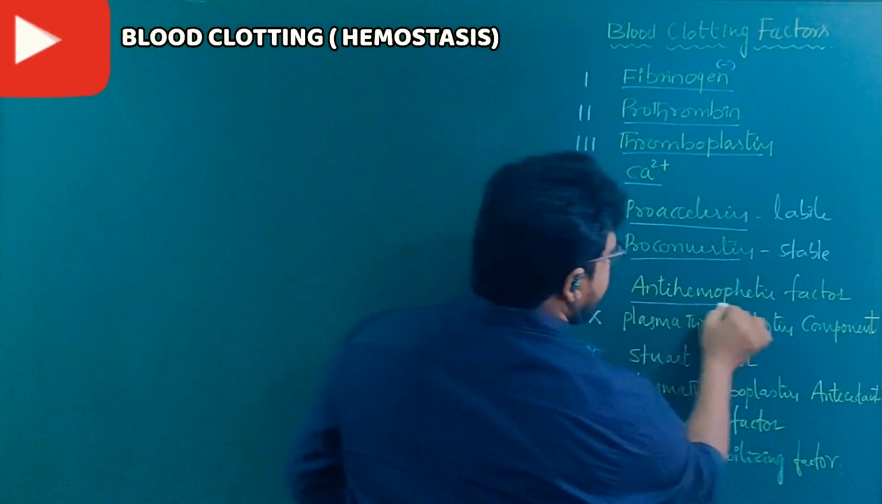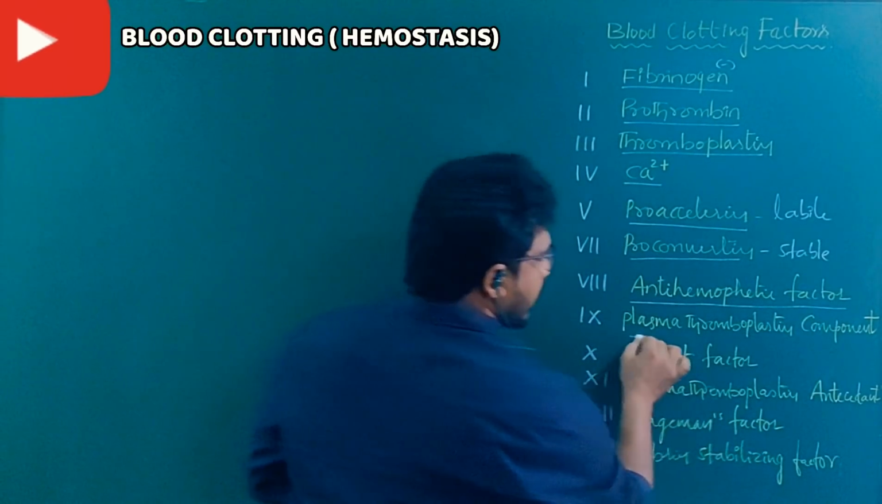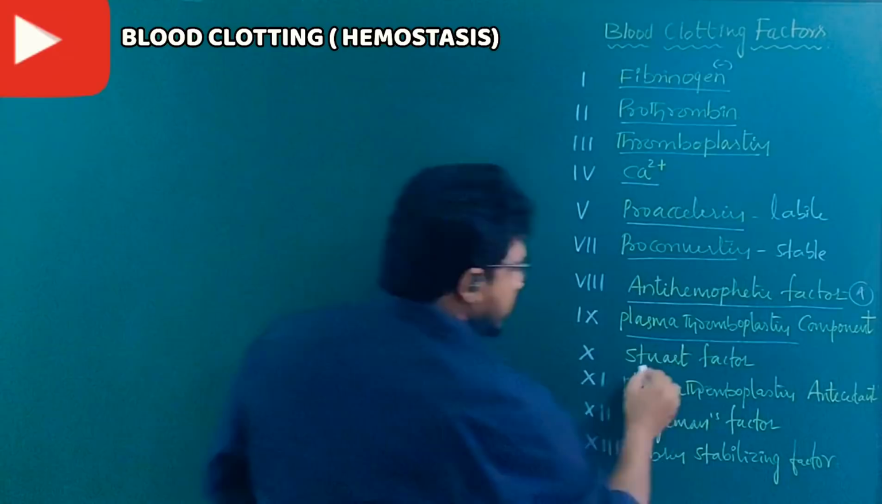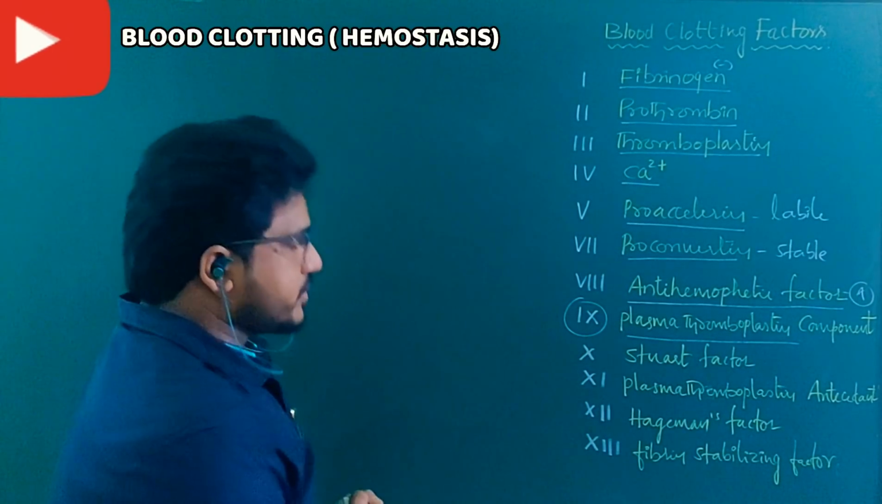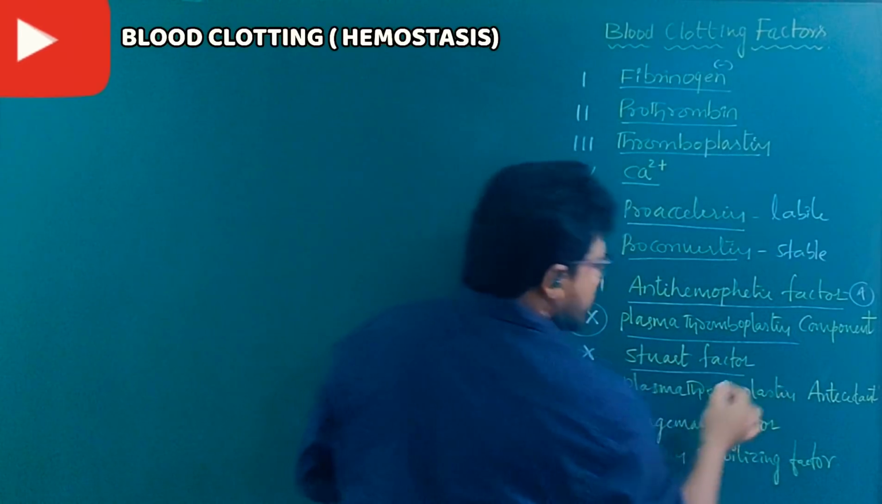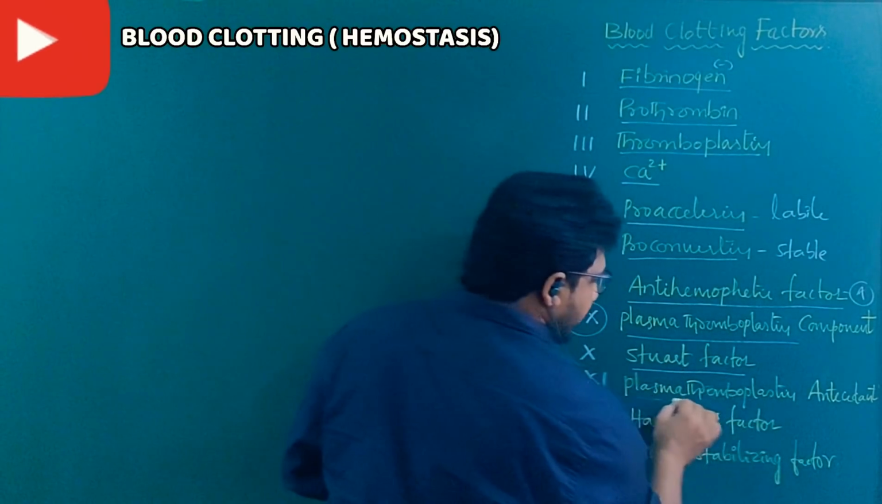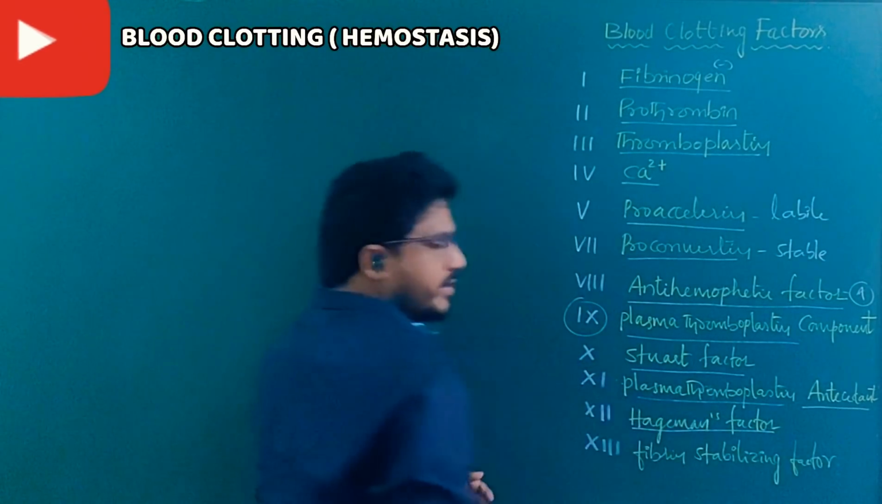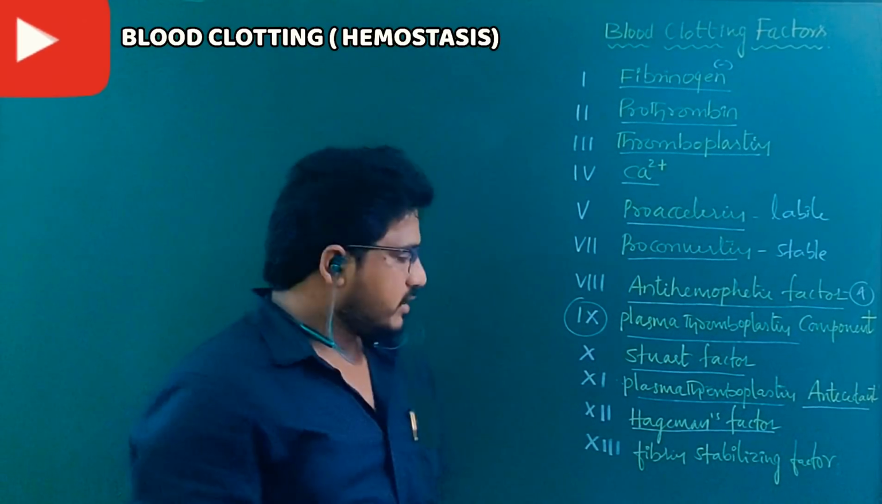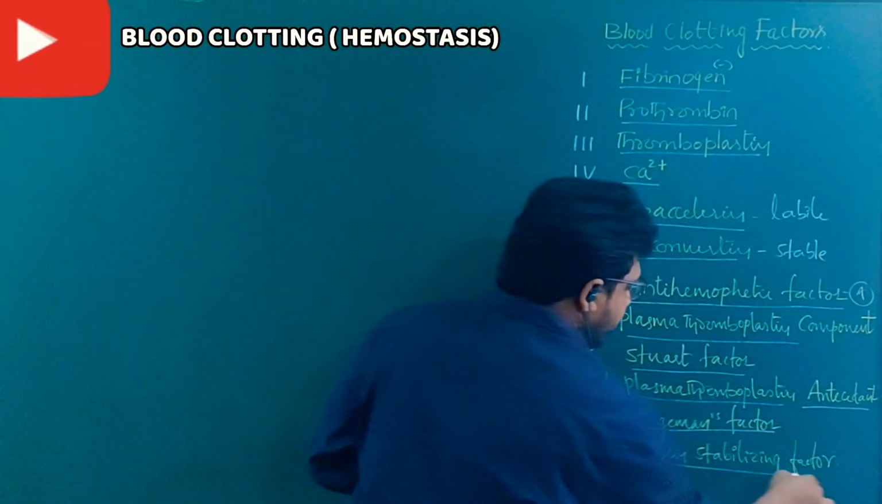Next, the anti-hemophilic factor. Then the plasma thromboplastin component, which is also called the Christmas factor. The ninth factor is also called the Christmas factor. The 10th one is the Stuart factor. The 11th one is plasma thromboplastin antecedent. Next, Hageman's factor; Hageman is a scientist who discovered it. And then the fibrin stabilizing factor.